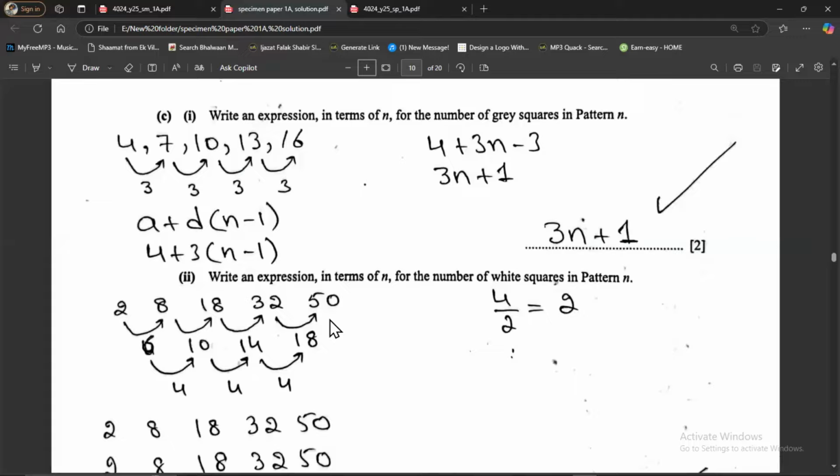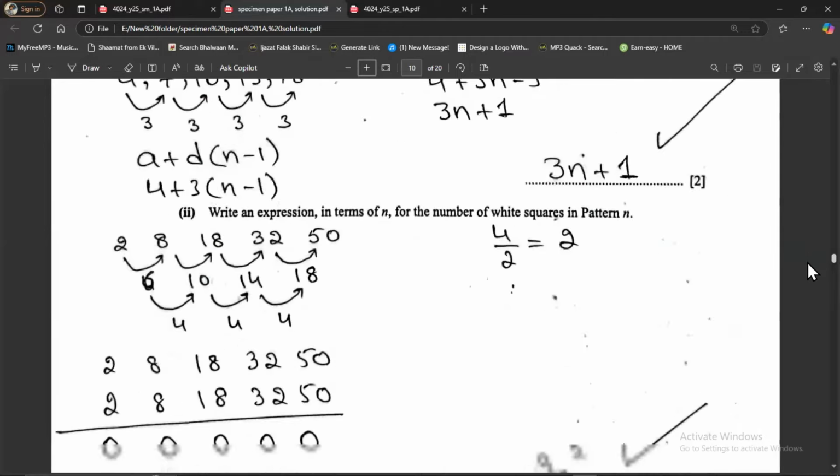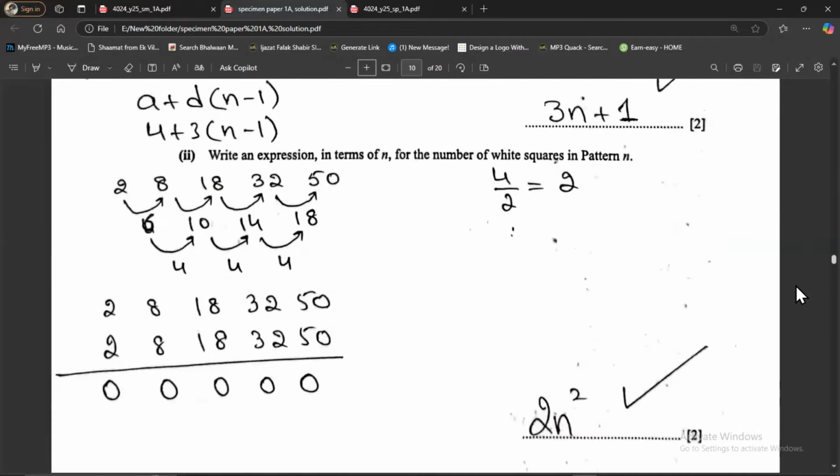What we do is take the second difference and divide it by 2. The second difference here is 4, so 4 divided by 2 gives you 2. So in my answer I write 2n square. Whatever number you get by dividing the second difference by 2, with it you write n square and note it down in your answer: 2n square.